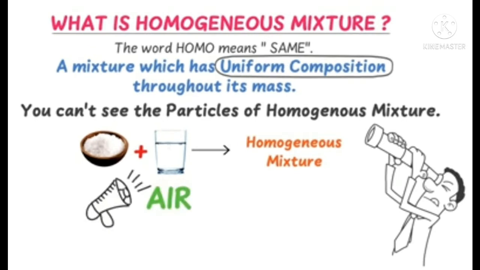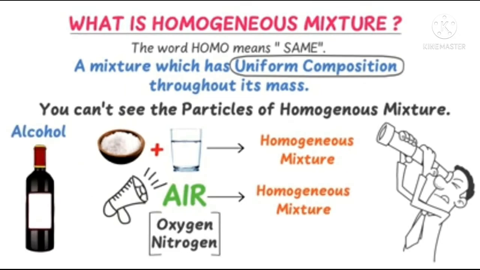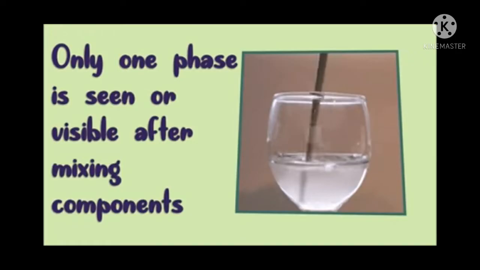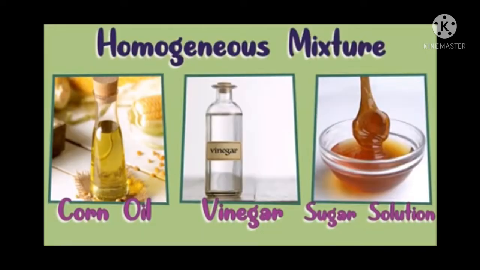In the same way, we all know that air is a mixture of different gases. Gases like oxygen, nitrogen, carbon dioxide, etc. But they are in fixed ratio or proportion. But can you identify these gases in the air? Which one is oxygen or nitrogen or carbon dioxide? No, we cannot. In alcohol, the substances are not at all seen and they remain the same throughout its mass. So, can we say that the homogeneous mixture has only one phase after mixing components?